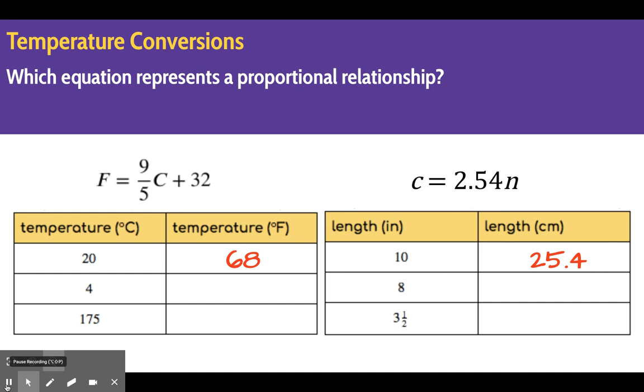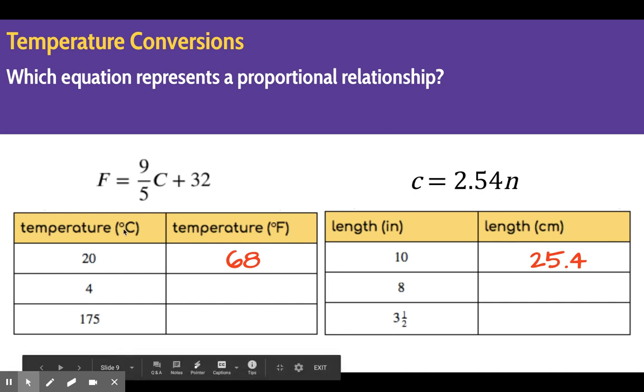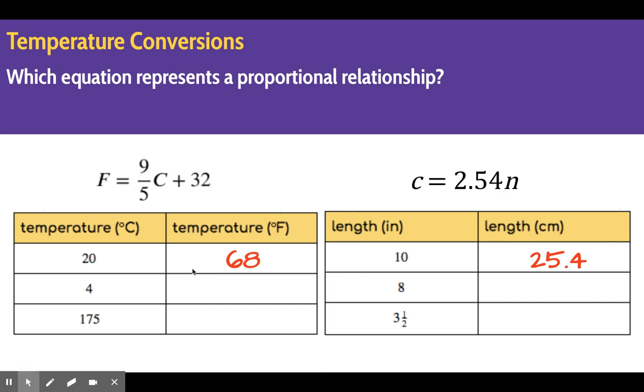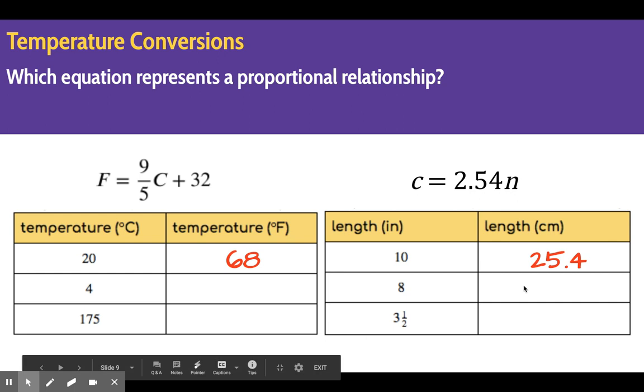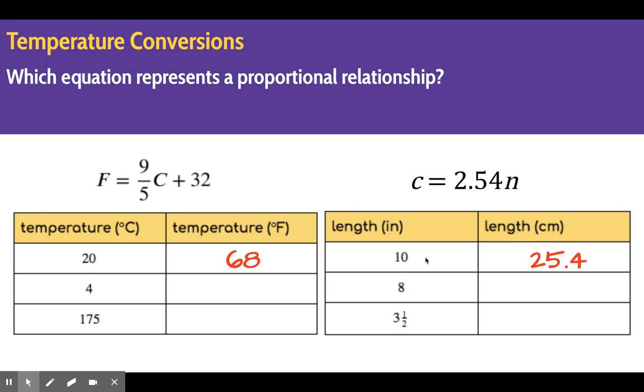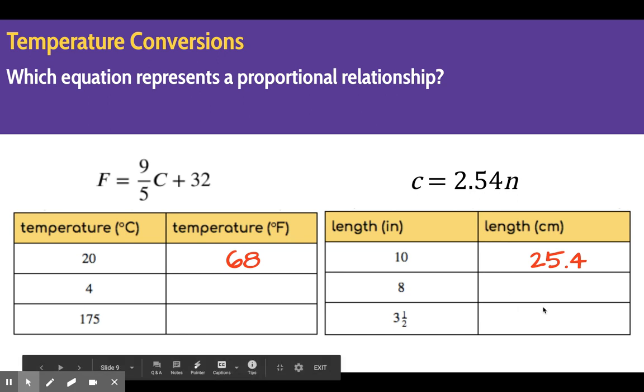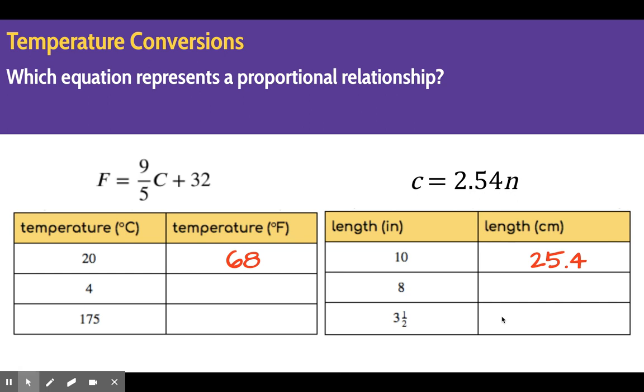Now that you've done your calculations, hopefully you realize that when you did this division, the quotients of all of these are different. So this, in fact, is not proportional. Now, let's look at our second table. We're going to do 25.4 divided by 10. Our second row, we're going to do 20.32 divided by 8, and then 8.89 divided by 3.5. So let's take the quotient of all three of those rows, and then let's figure out if this is proportional.